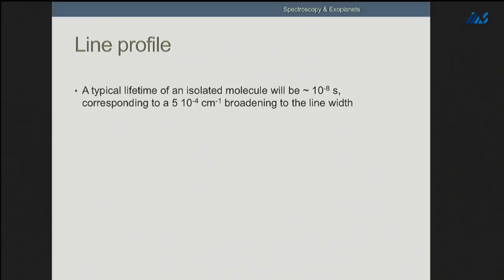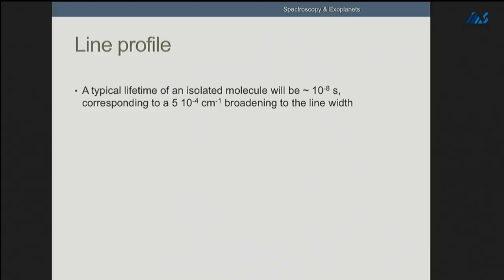Okay, so just a few words about the line profile, and then we get to examples of spectra. I mentioned that apart from the intensity of the transition, we also need to worry about the line profile, so what is the shape. To start with, a typical lifetime for an isolated molecule is on the order of 10 to minus 8 seconds, which means I have a natural broadening of my energy that, expressed in wave numbers, is about 5 times 10 to the minus 4 centimeters minus 1. So this is almost natural even for an isolated molecule.